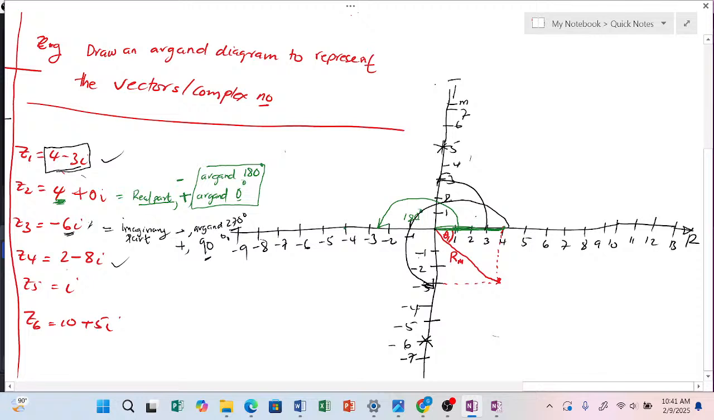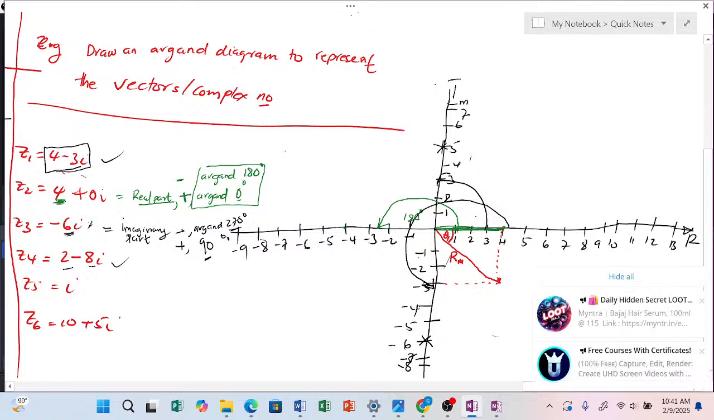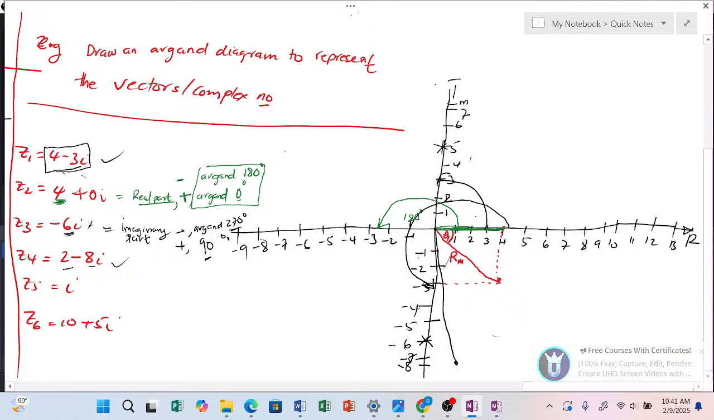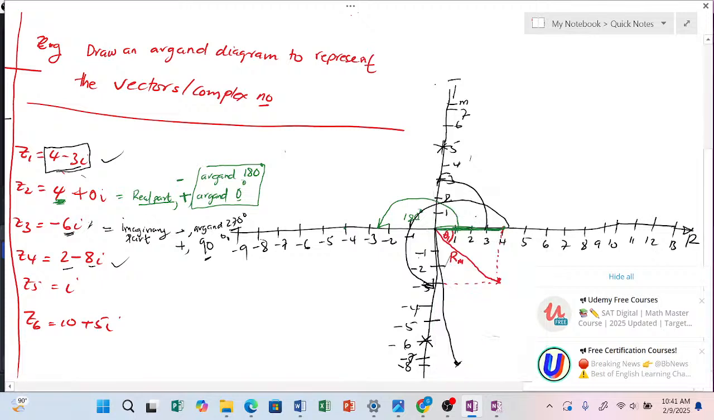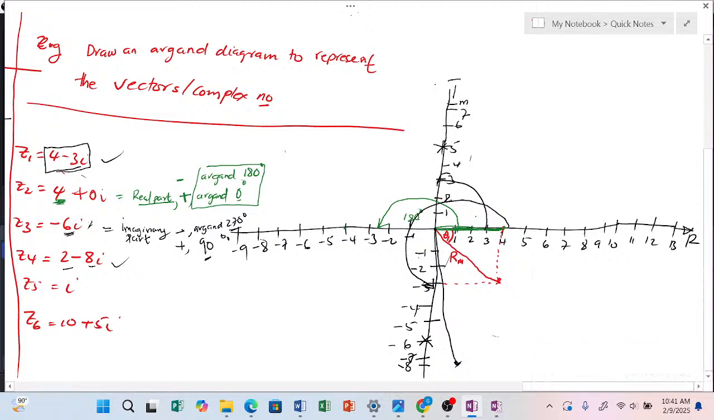is made up of both real and imaginary. So the real is 2. So here's my 2. And the imaginary is negative 8. So this is negative 8. So 2 and negative 8, if I trace it, they meet here. I draw a line through it. So the distance from here to here is my magnitude, and the angle will be measured from here to here.